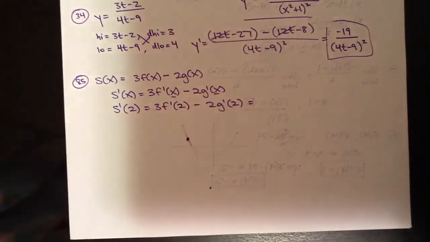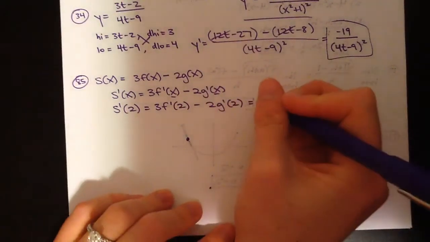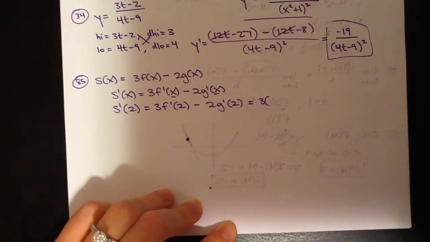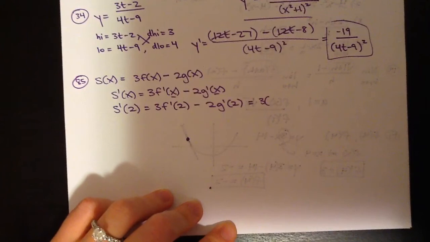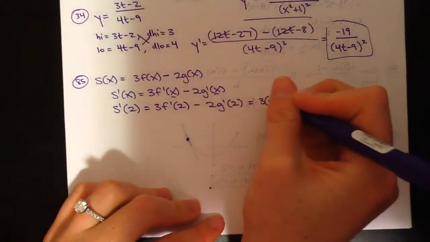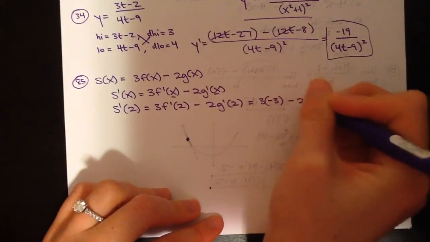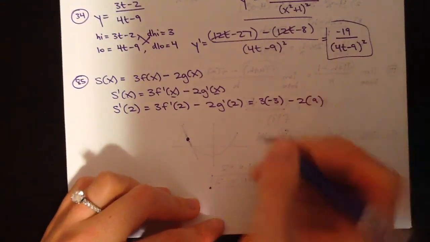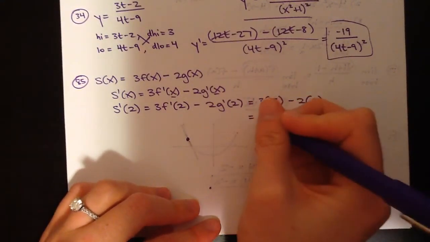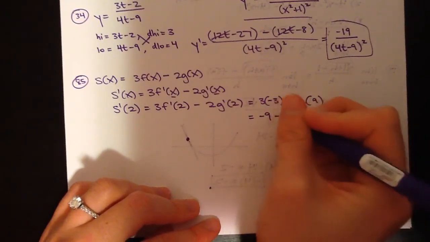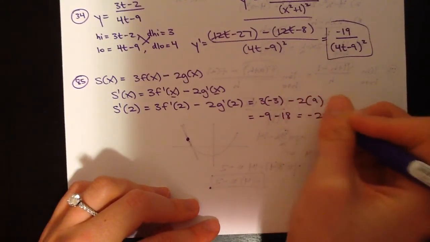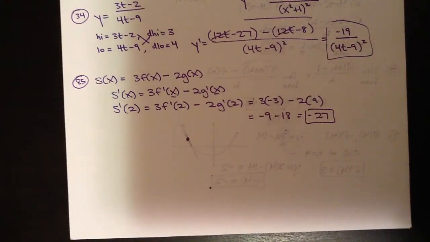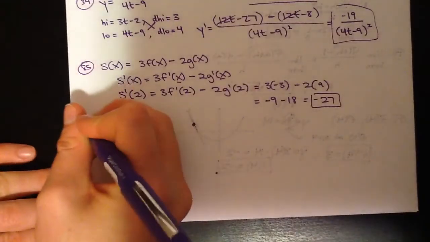Okay, so what we do now is we pull these values right off the table. So 3 times, and if you look at that table right up above on the top left of 205, f prime of 2 is given as negative 3, and then minus 2 times g prime of 2 is given as 9. So I simplify this up. 3 times negative 3 is negative 9, and then minus 18. So I get a negative 27 for number 85. So again, I don't know the derivatives, I don't know the original functions, and I don't need to.